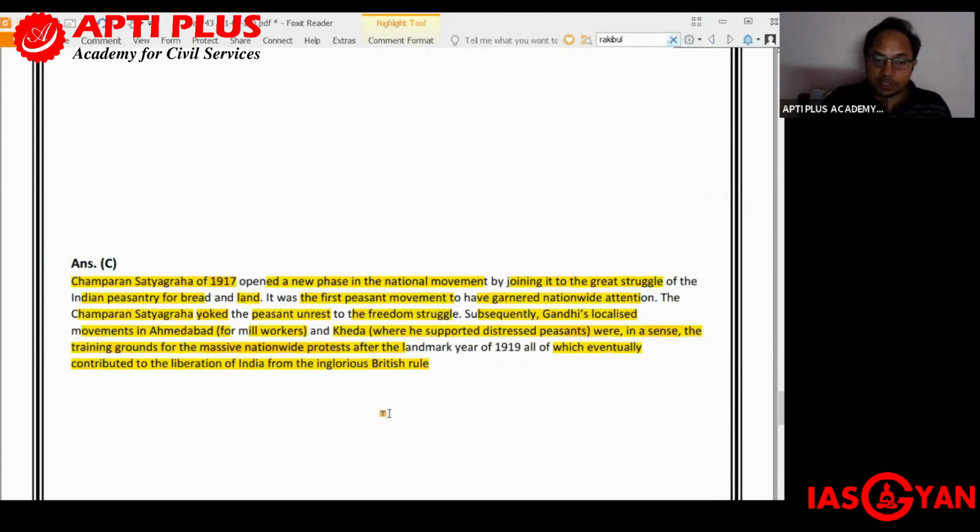It was the first peasant movement to have garnered nationwide attention, and the Champaran Satyagraha yoked the peasant unrest to the freedom struggle. Subsequently, we also get to see Gandhi's localized movements in Ahmedabad for mill workers and in Kheda, where he supported distressed peasants, were in a sense the training grounds for the massive nationwide protests after the landmark year of 1919, all of which eventually contributed to the liberation of India from the inglorious British rule.